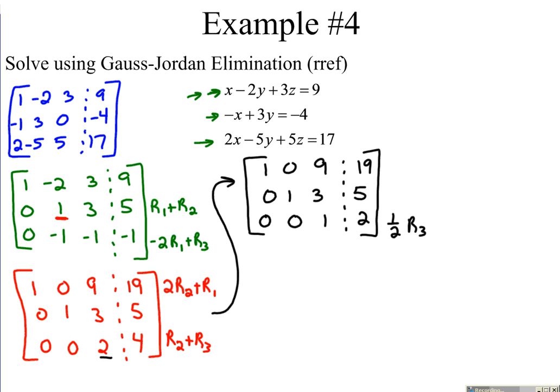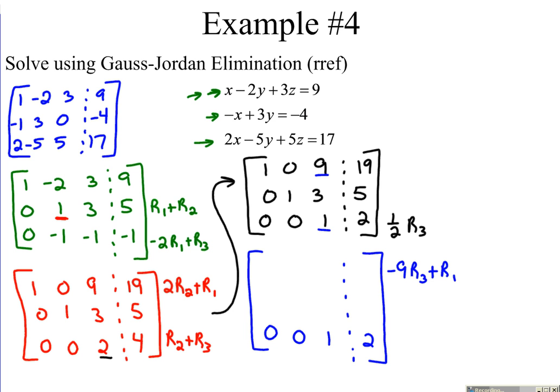I need to get zeros in the rest of that column. So I'm leaving row 3 alone. 0, 0, 1, 2. Need to get 0 right here. What do I need to multiply this 1 by so that when I add it there I get 0? -9 times row 3 and add it to row 1. When we do that, we get 1, 0, 0, and -18 plus 19 is 1.